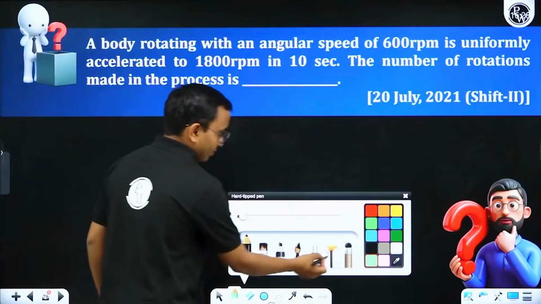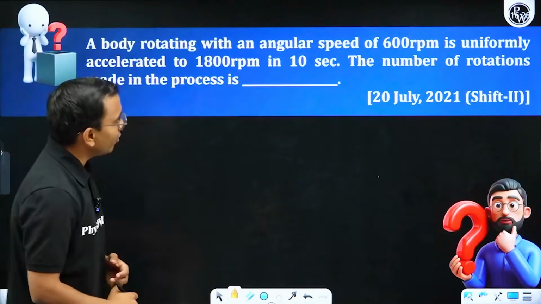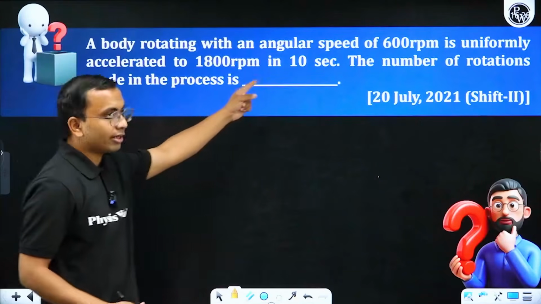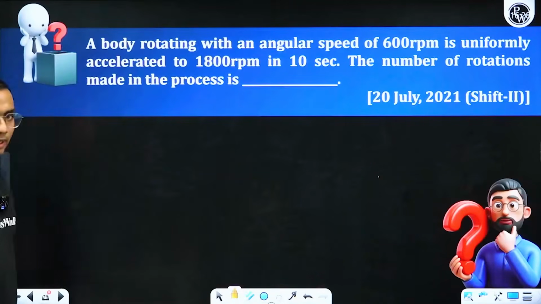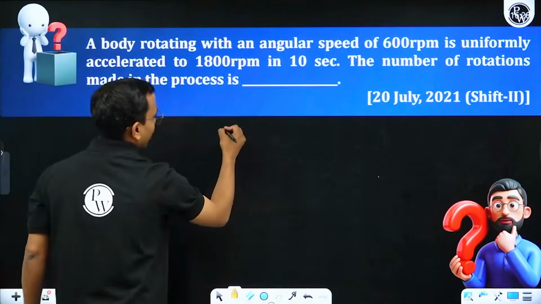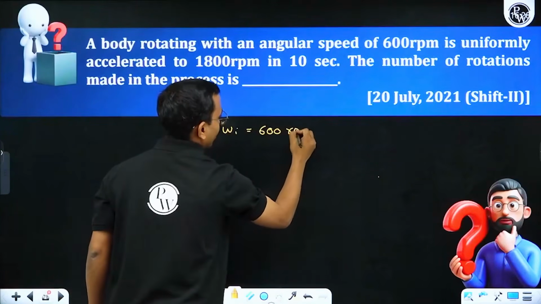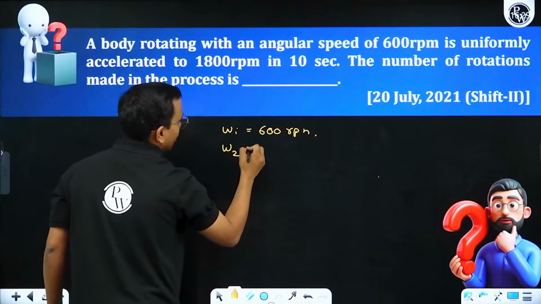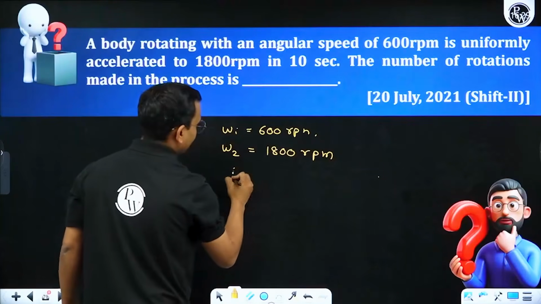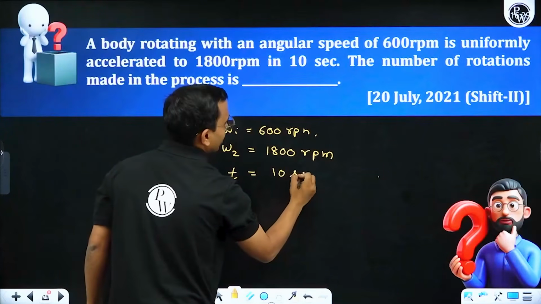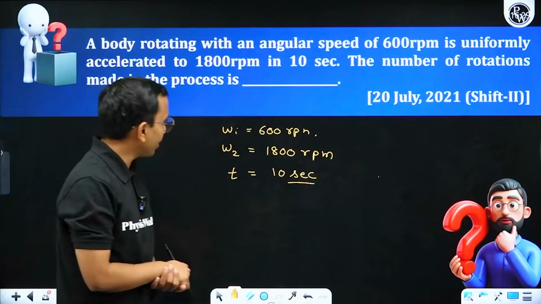Coming to questions. A body rotating with angular speed 1600 revolutions per minute is uniformly accelerated to 1800 revolutions per minute in 10 seconds. The number of rotations made in the process is? What is given? Initial angular velocity is given, 600 revolutions per minute. Final angular velocity is given, 1800 revolutions per minute. Time is given, 10 seconds. Number of revolutions we have to find. We can find the angular displacement and accordingly we can find the number of revolutions.